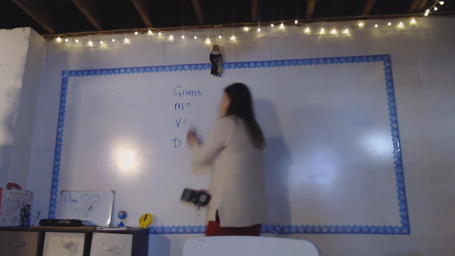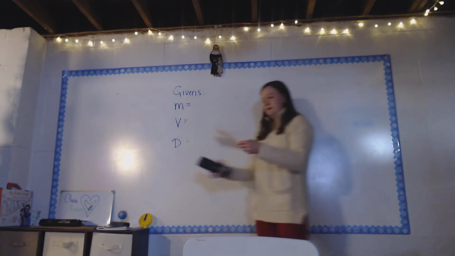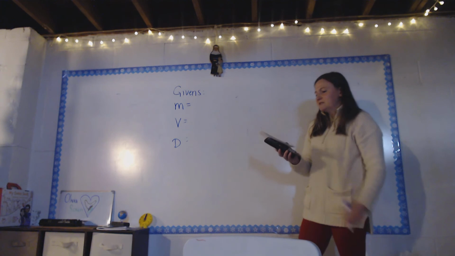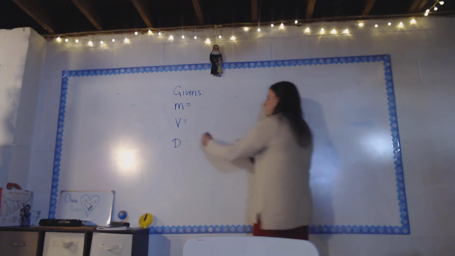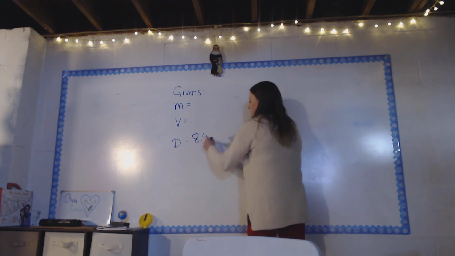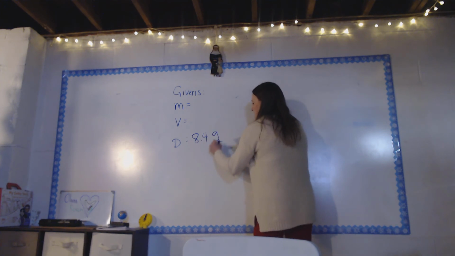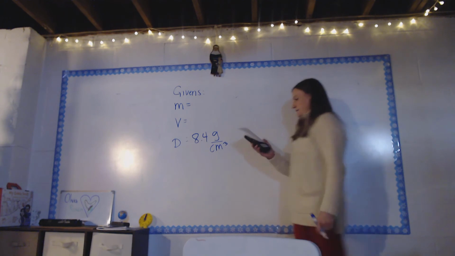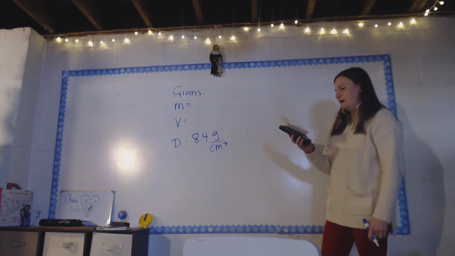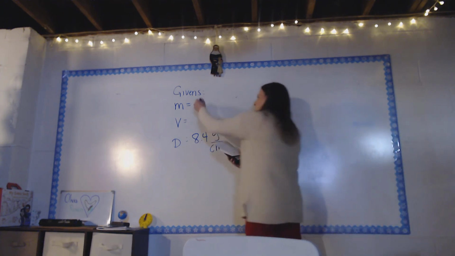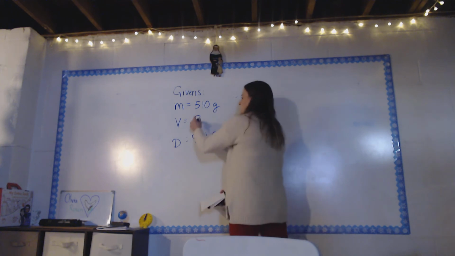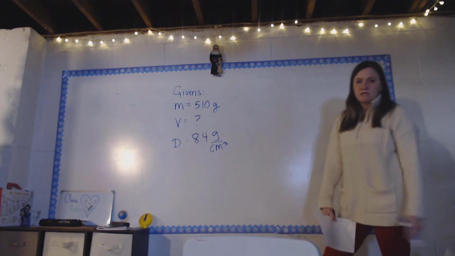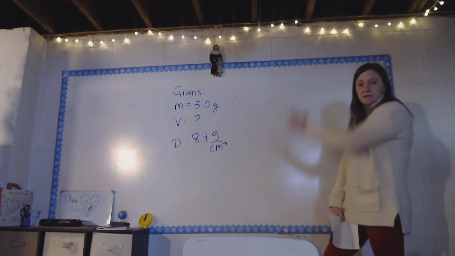Okay, so this one says the density of brass is 8.4 grams per centimeter cubed. If the mass of the brass is 510 grams, find its volume. Okay, so we're given the density of brass and we're given a mass of brass, and we're asked to find the volume that mass would take up. Okay, so we have our givens written down.